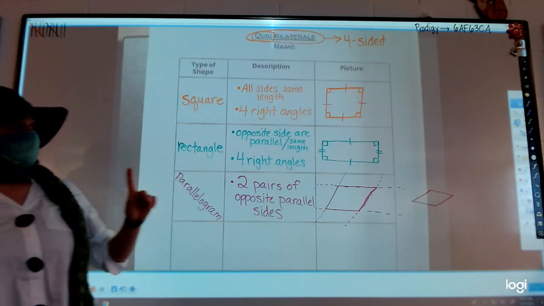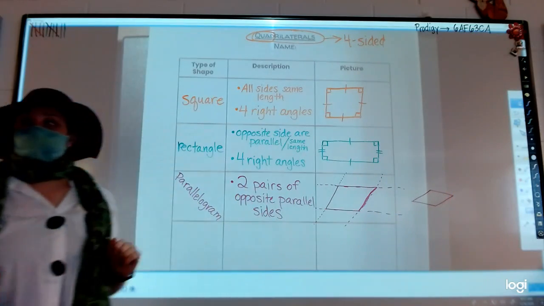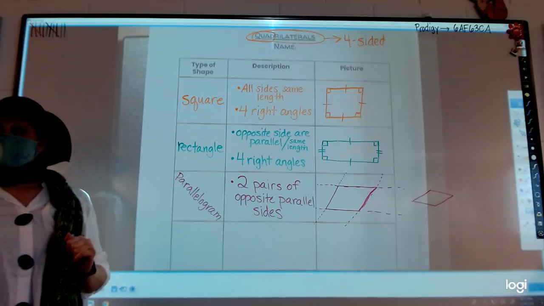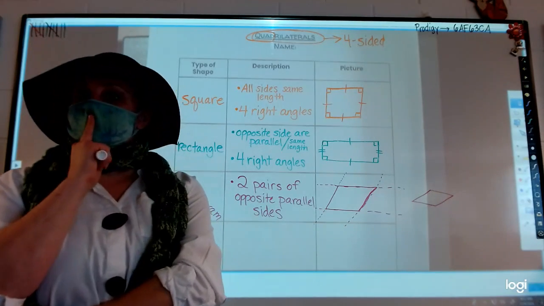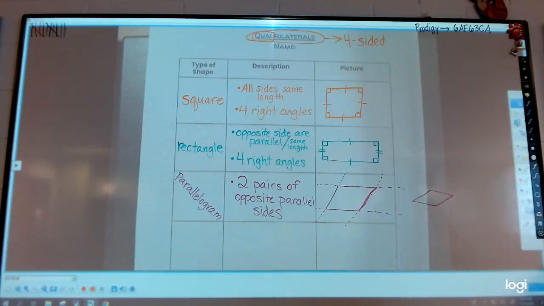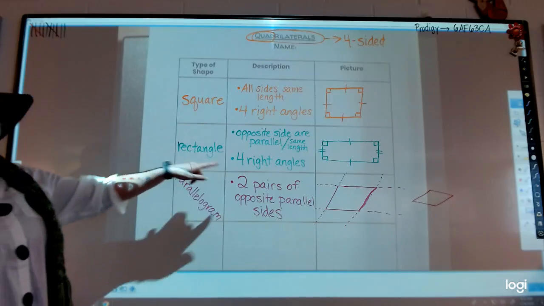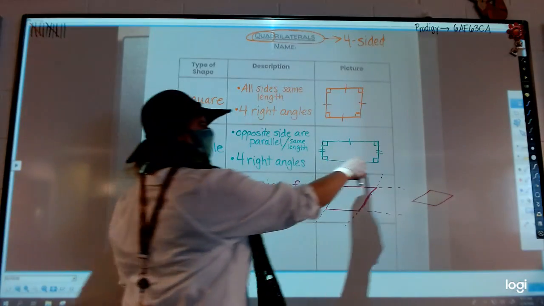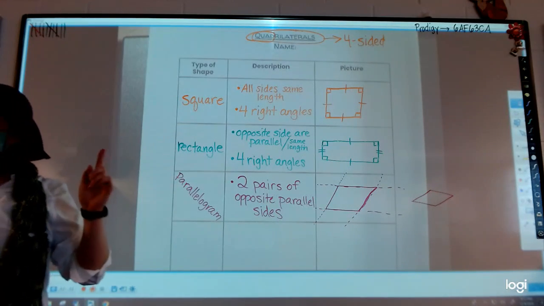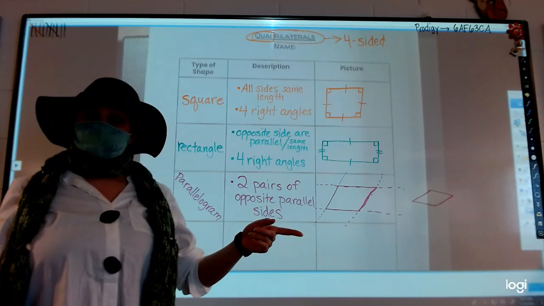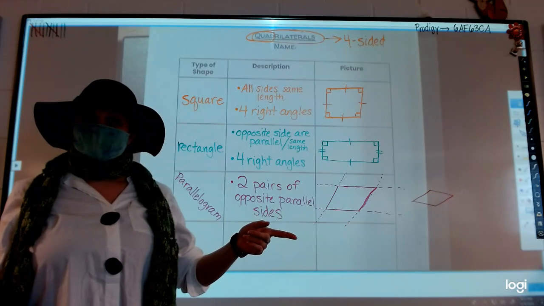Think carefully. No. If I straightened it up, could it be a rectangle? No. It would be a square. Can a rectangle be a square? Oh yeah. Let's think this through a minute. So let's look at our rectangle definition. Opposite sides are parallel and the same length, 4 right angles. So if all my sides of my rectangle were the same length, it would be a square, right? Now, can a square be a rectangle? No. Yes. No. But if you make it longer, yeah.